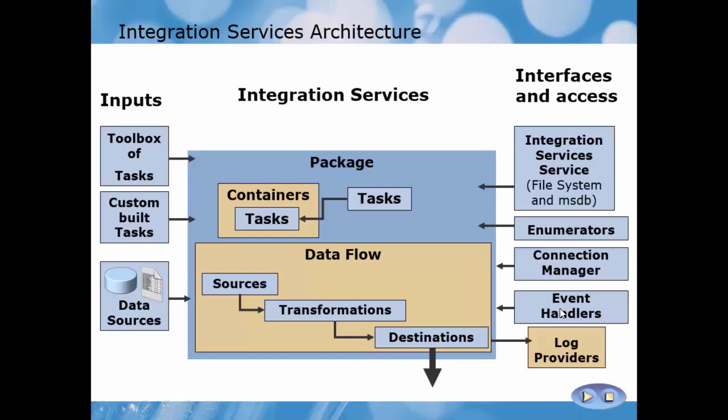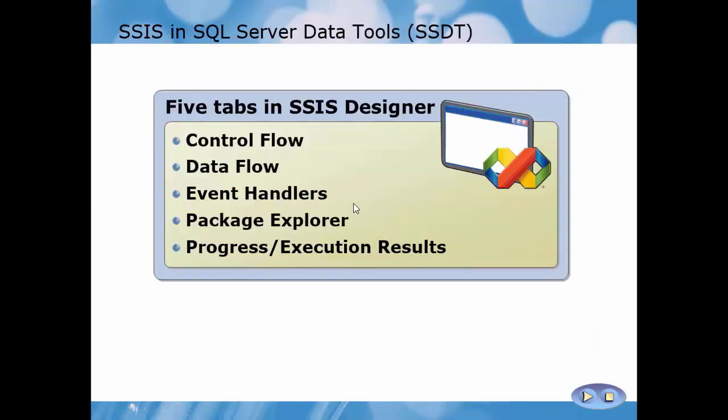Event handlers also do some kind of logging for you. For example, when this task is about to get executed, you want to handle that event and do something there. After this task gets executed successfully, on post execute, you want to do something. So on post execute, on pre execute, on task fail, you have different event handlers.